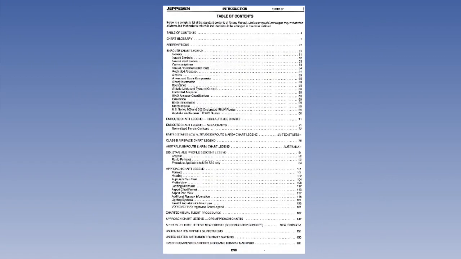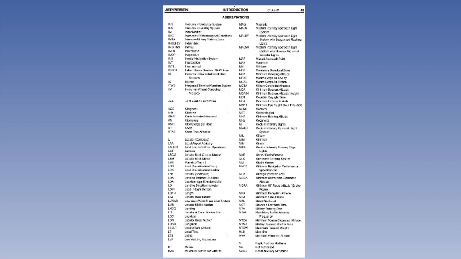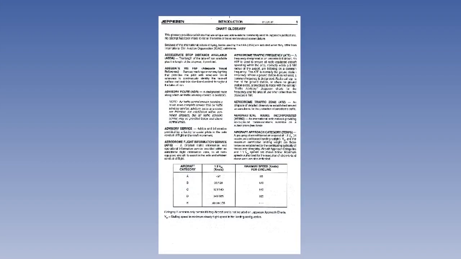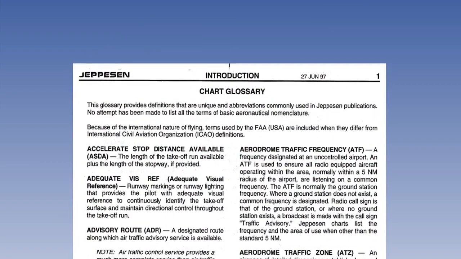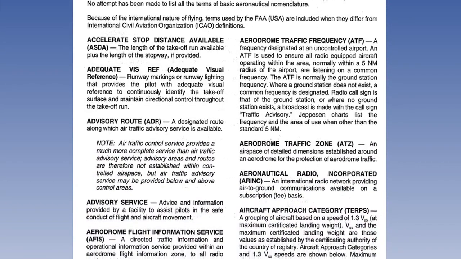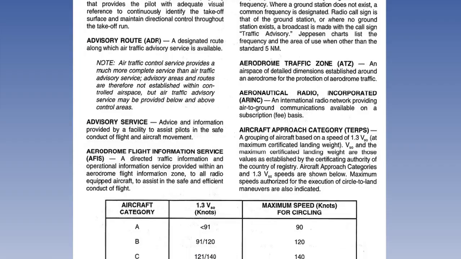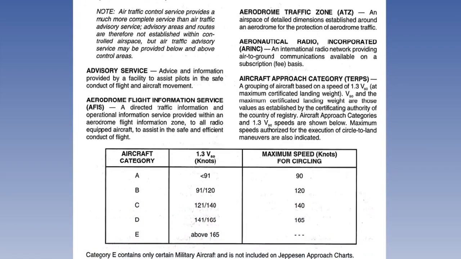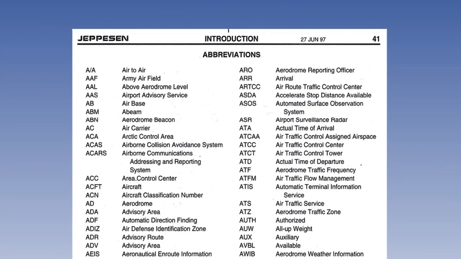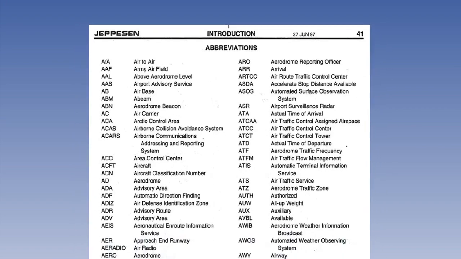This is quite deliberate. For example, there are no pages numbered between 45 and 51, nor between pages 60 to 71. Pages 1 to 14 contain a chart glossary, which lists the definitions used in the manual in alphabetical order. Verbatim definitions from this section have been the subject of past examination questions. This is followed on pages 41 to 45 by abbreviations, also in alphabetical order.